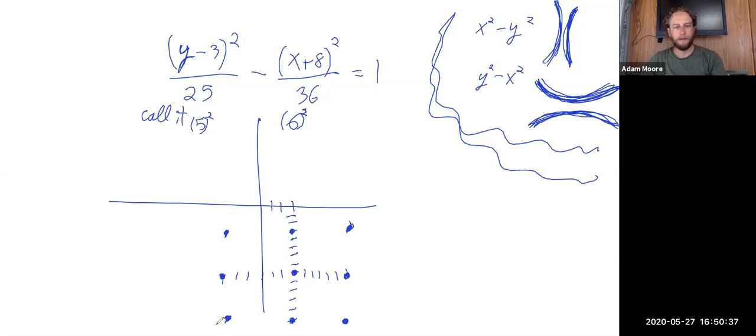Here, same color is fine. We're drawing our diagonal like we do. Same old deal, rinse and repeat. Just maybe draw it better than that. And then from there, we're drawing our hyperbola.